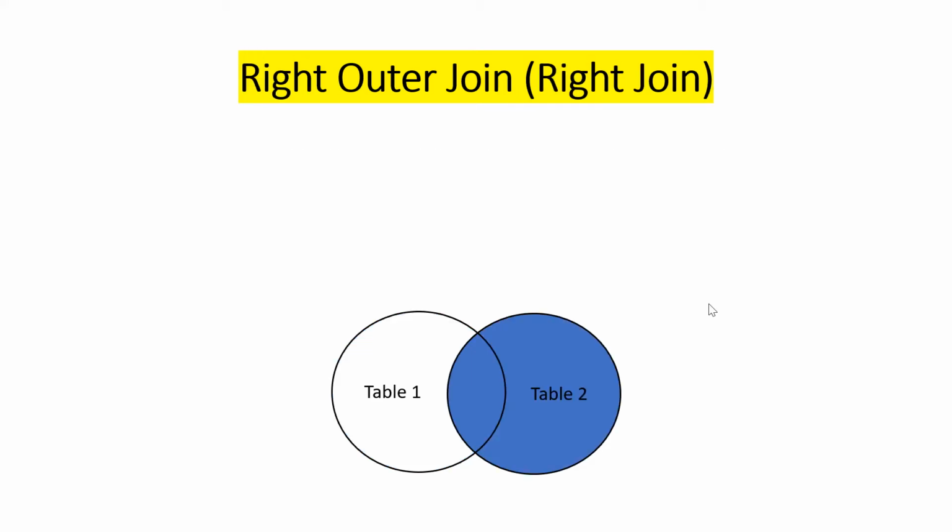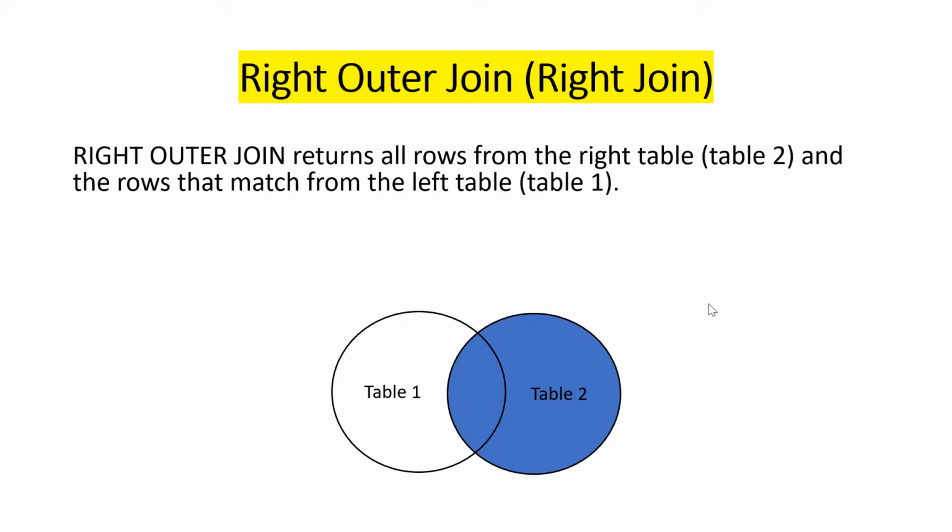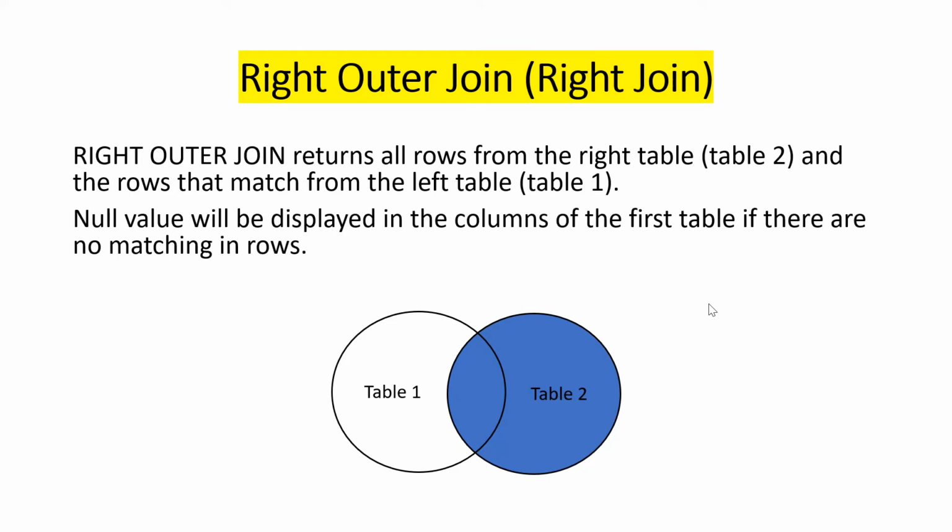Same thing for the right outer join, which is also called right join. It returns all rows from the right table, so table 2, and the rows that match from the left table. So same thing, if the rows in table 2 do not match with values in table 1, they will be displayed as null values in the corresponding column. And we are going to display that when we go to the hands-on.